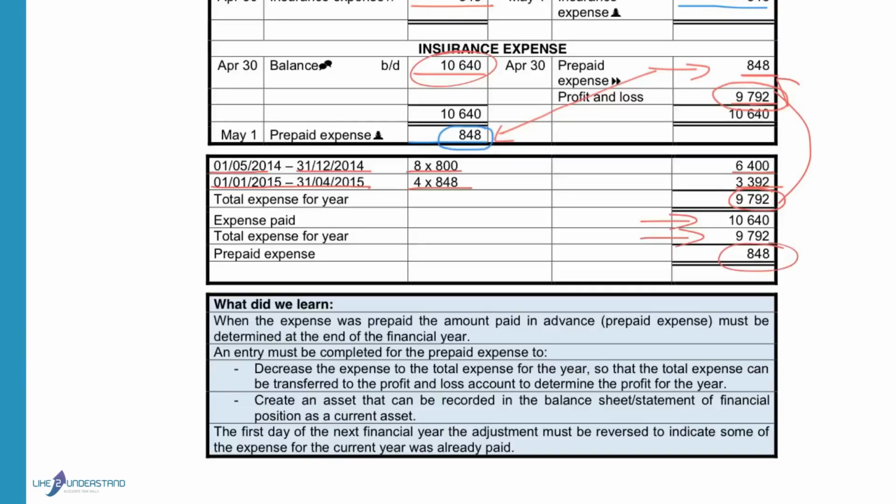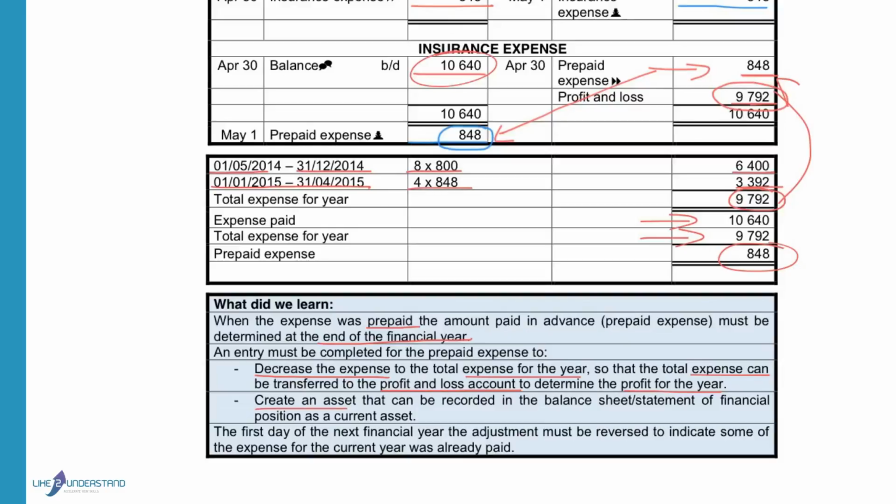What did we learn? When the expense was prepaid, the amount paid in advance for the next financial year must be determined at the end of the year, so that we can decrease the expense to the actual expense for the year, because only the expense for the current year must be transferred to the profit and loss so that we can determine what is the profit for the year. We will create an asset for prepaid expenses.